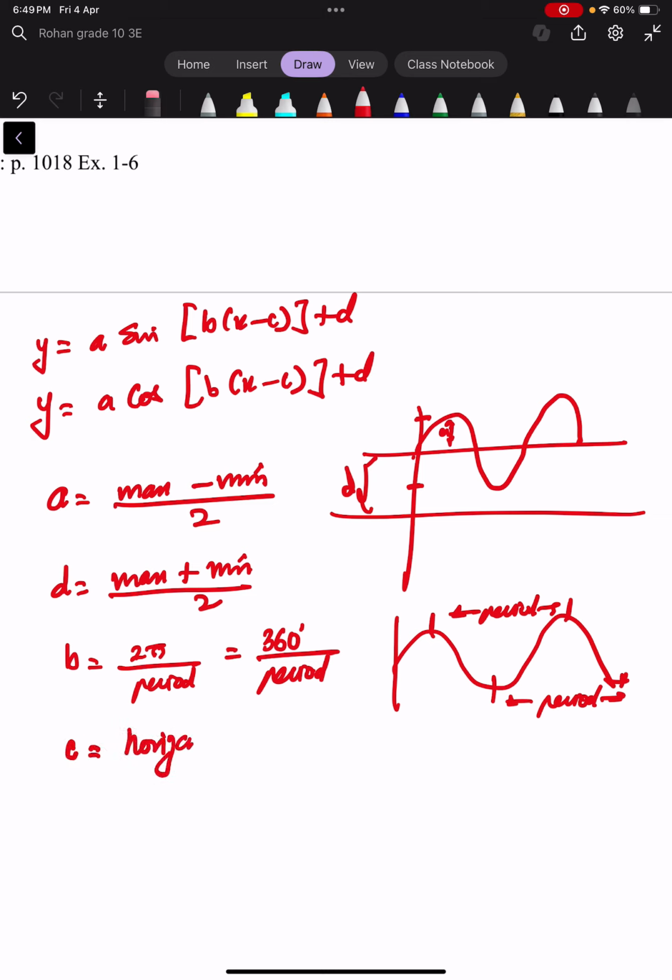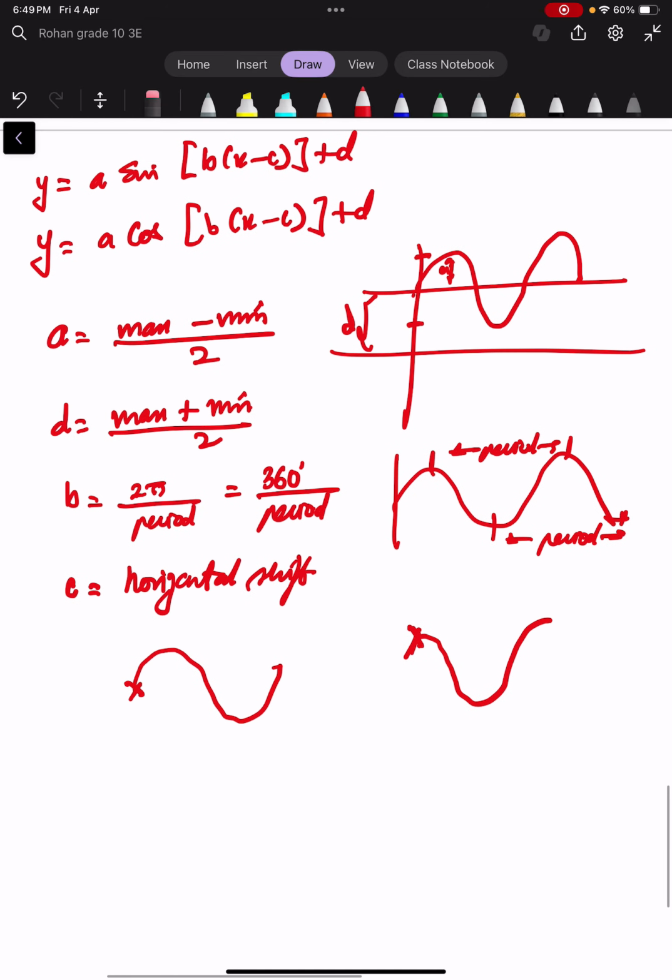C is your horizontal shift. If it's a sine graph, you take the horizontal shift of this point. If it's a cos graph, you take the horizontal shift of this point, because the parent function of sine starts like this, from 0 to pi. You need this point: how far left or right? You can just take 3 points, then take this point and see how much it's shifting.